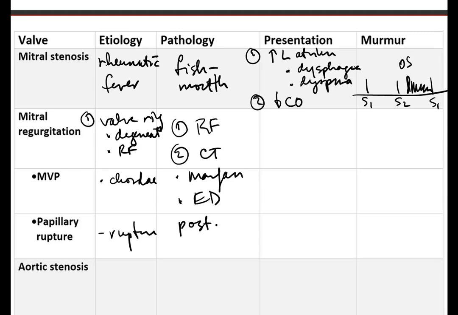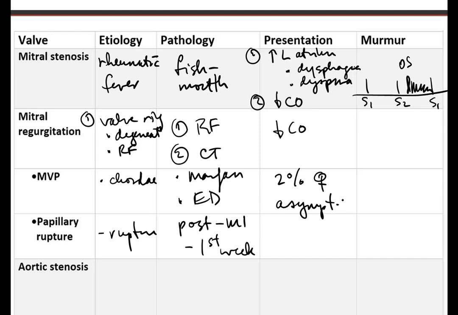Papillary muscle rupture is post-myocardial infarction, most commonly occurring in the first week before there's any fibrous strength. Presentation of mitral regurgitation is fundamentally going to be shortness of breath from decreased cardiac output. That's very different than mitral valve prolapse, which is found in 2% of American females, and so it's mostly going to be asymptomatic. And then papillary muscle rupture is going to be a complication in the first or second week of myocardial infarction, and it's going to present as an acute heart failure. So that will be a shortness of breath.